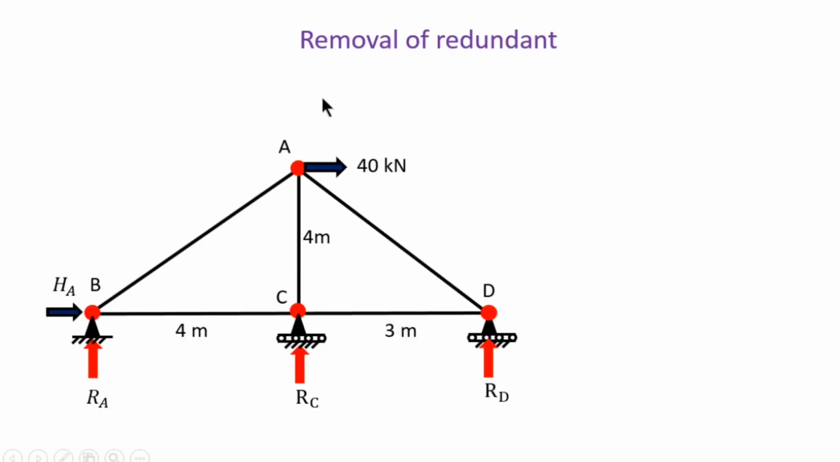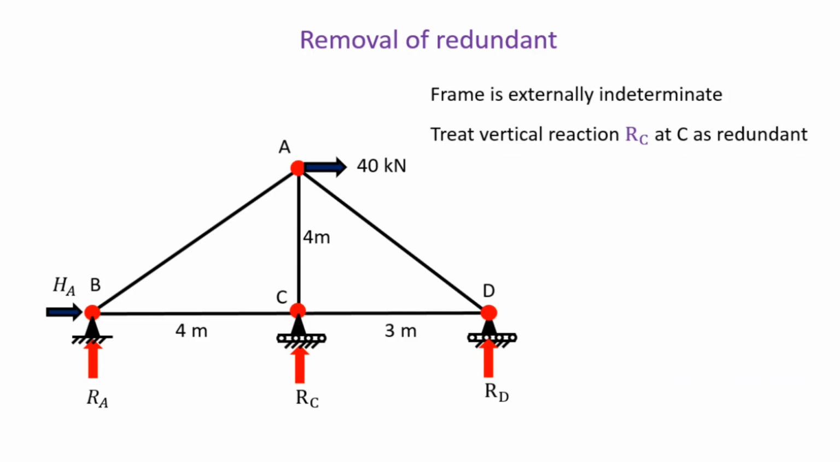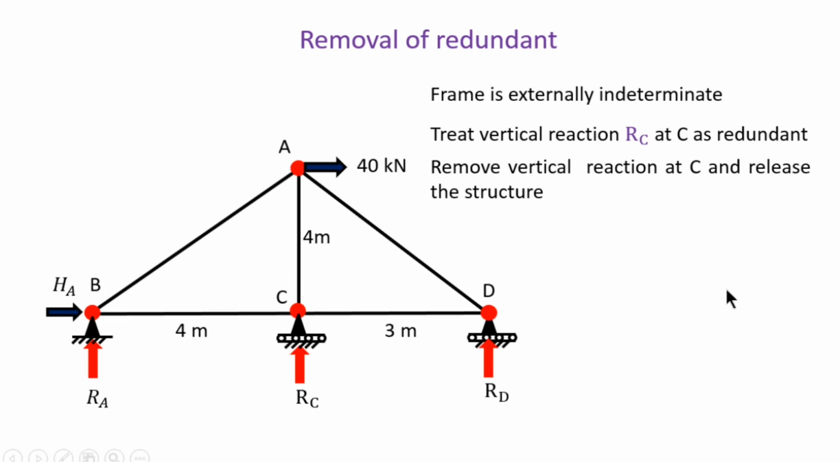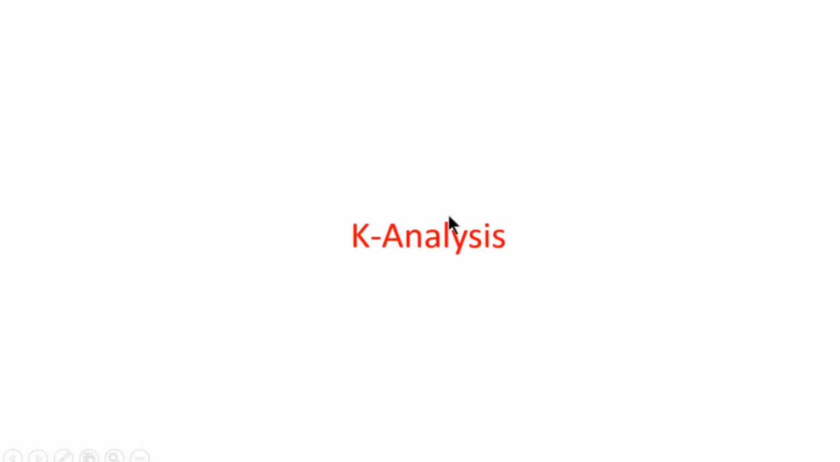Then the next step is the removal of the redundant. Here this frame is an externally indeterminate structure, so we have to remove any one reaction. We are treating the vertical reaction RC at C as a redundant. So remove the vertical reaction at C and release the structure. Then apply the unit load at C. Then the K analysis. Here there is no external loading, that is why the P analysis is 0.